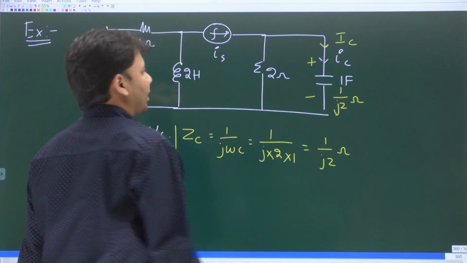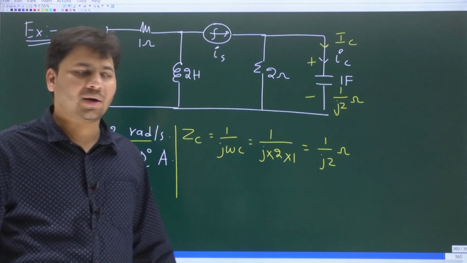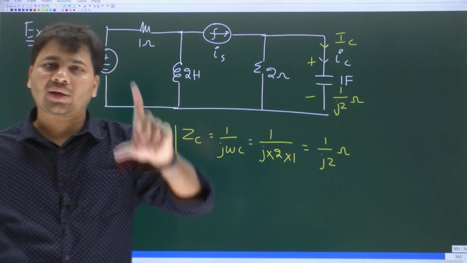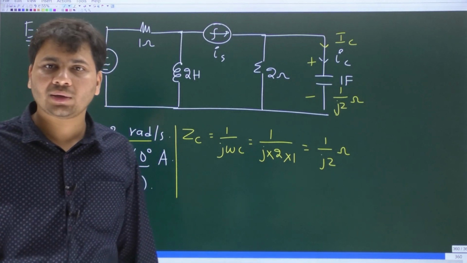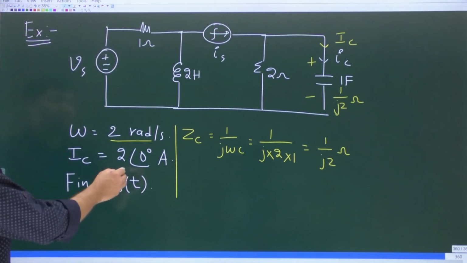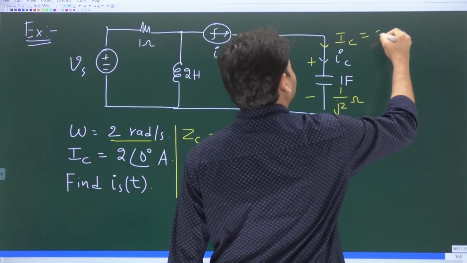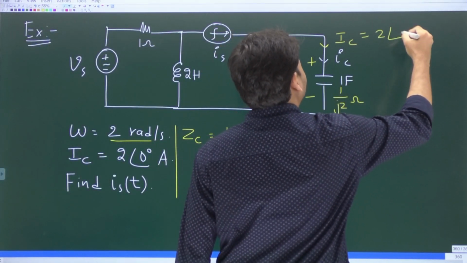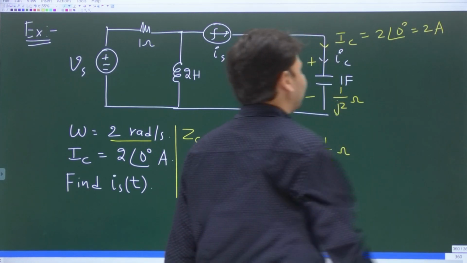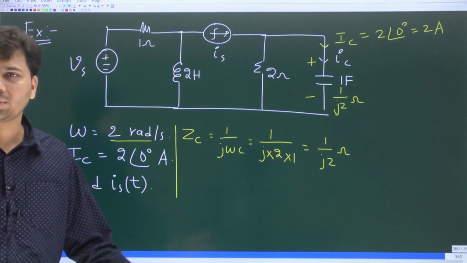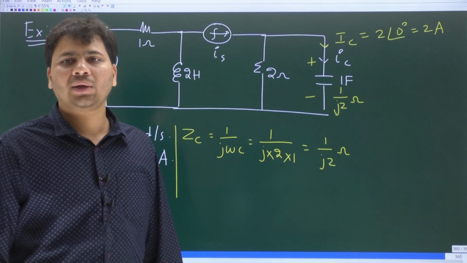Now can't you write the phasor voltage across the capacitor? Again, Ohm's law. The phasor voltage across any impedance is equal to the impedance multiplied with the phasor current. What is the phasor current? 2 at an angle 0 degrees. So the capital IC value is 2 at an angle 0 degrees, which is the same as 2 amperes, because angle 0 degrees is just 1.